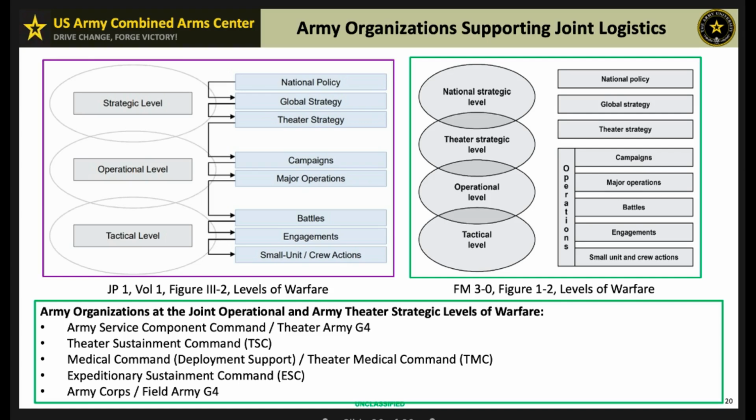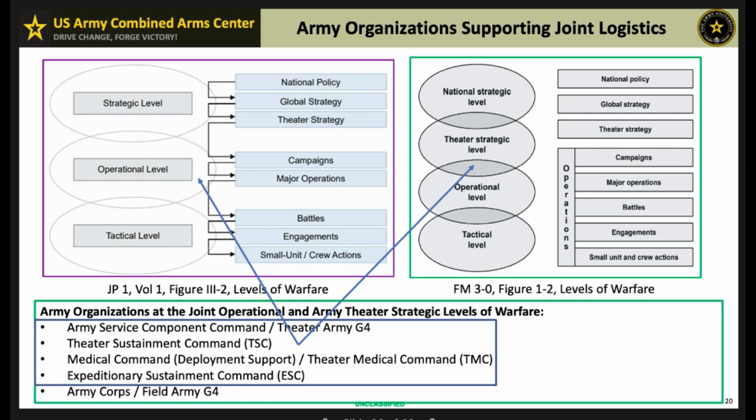At the operational level, Army units focus on sustaining campaigns and major operations. Expeditionary Sustainment Commands, ESCs, and G4 elements link tactical actions with strategic objectives. The TSC manages theater-wide logistics, including contract support, while the ESC handles near-term operations, ensuring sustainment in the operational area. Together, these organizations ensure that logistics support is well coordinated from the strategic level to the tactical, enabling operational success in joint operations.